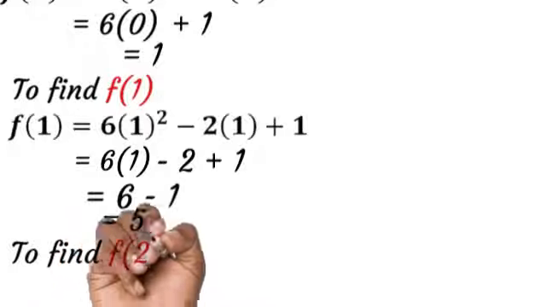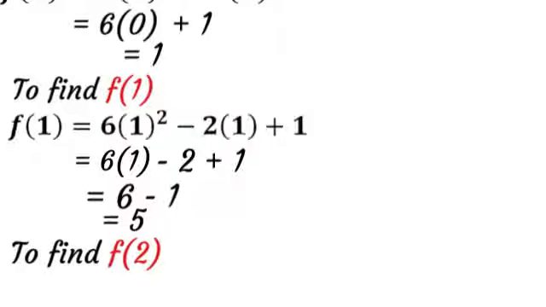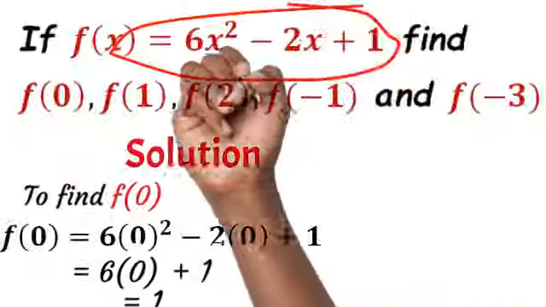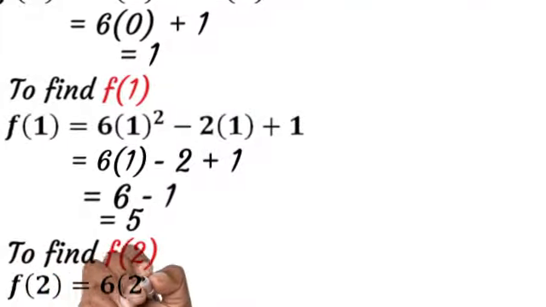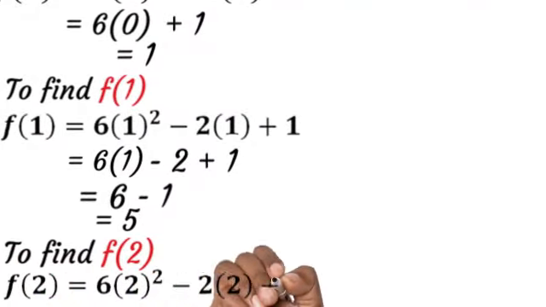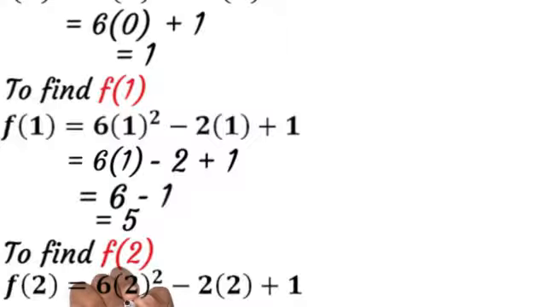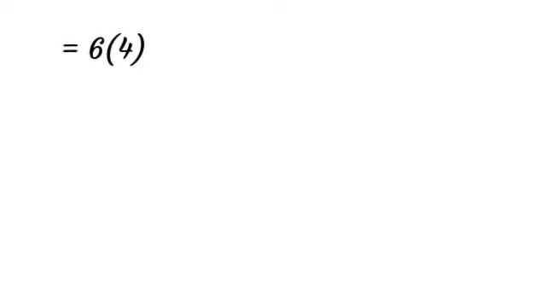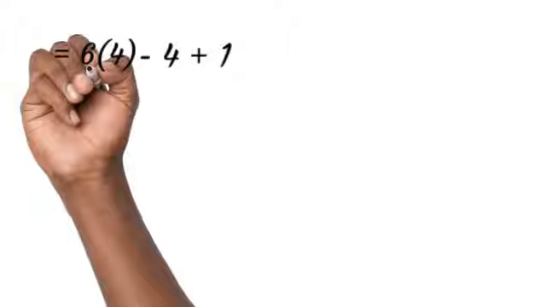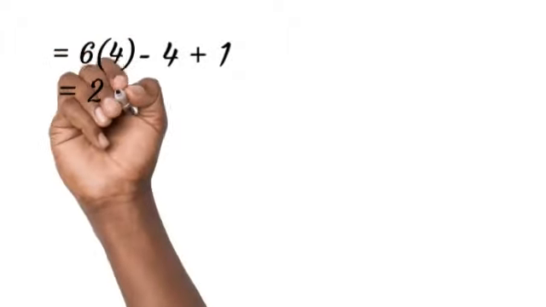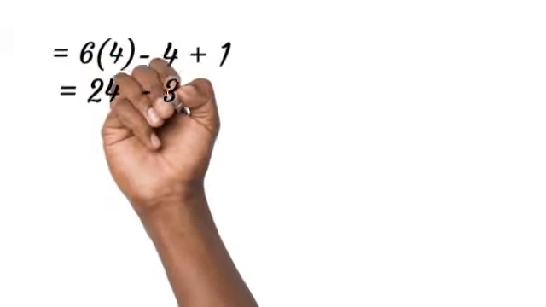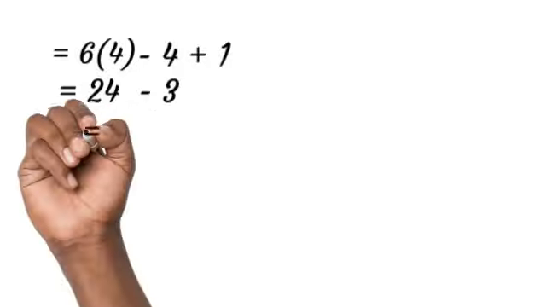Now, to find f of 2, I have to replace x with 2 in this equation here. So f of 2 equals 6 times 2 squared minus 2 times 2 plus 1. So 2 squared is 4, so we have 6 times 4, minus 2 times 2, we have minus 4. We then have plus 1. 6 times 4, we have 24. Minus 4 plus 1, we have minus 3. So 24 minus 3, we have 21.